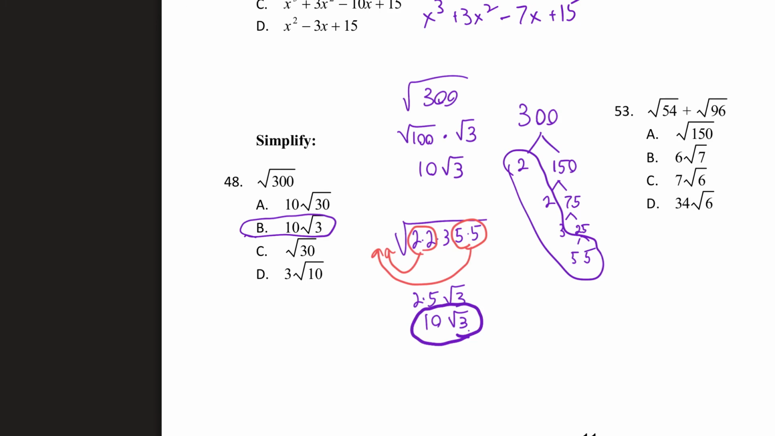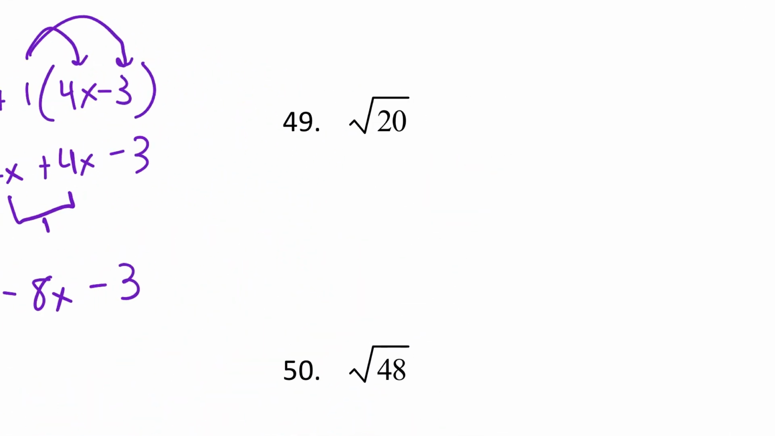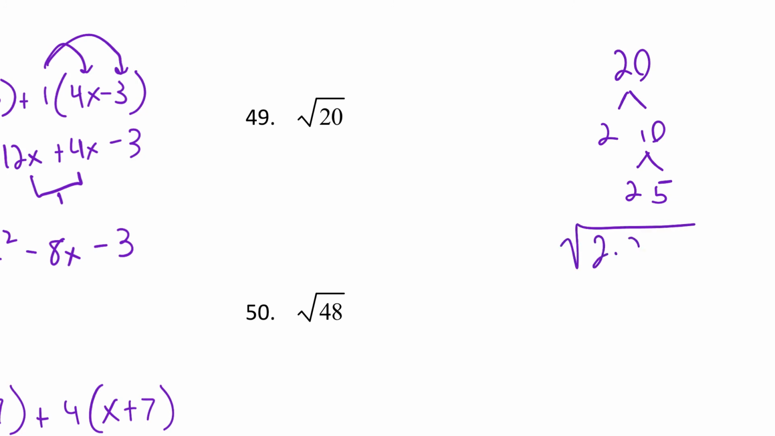All right, let's move on. Let's go up to 49. All right, square root of 20, that's an easier number. Here, I'll do this the factor tree method. 2 times 10, and that's 2 times 5. So it's like the square root of 2 times 2 times 5. And 2 times 2, you can move one of those out. Our answer becomes 2 times the square root of 5.